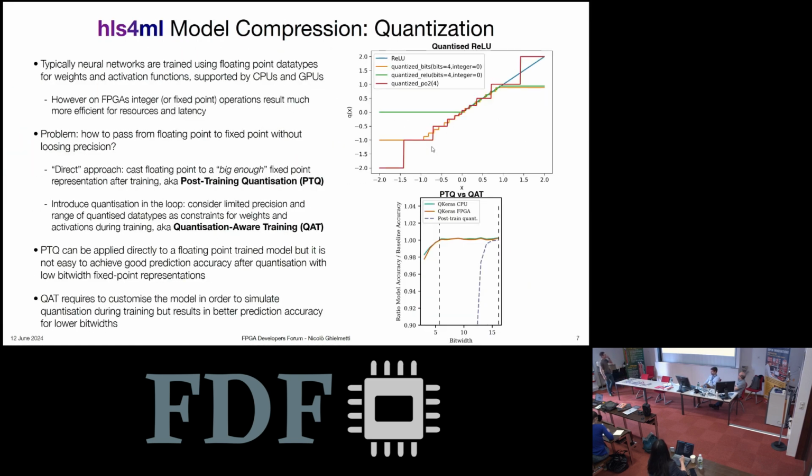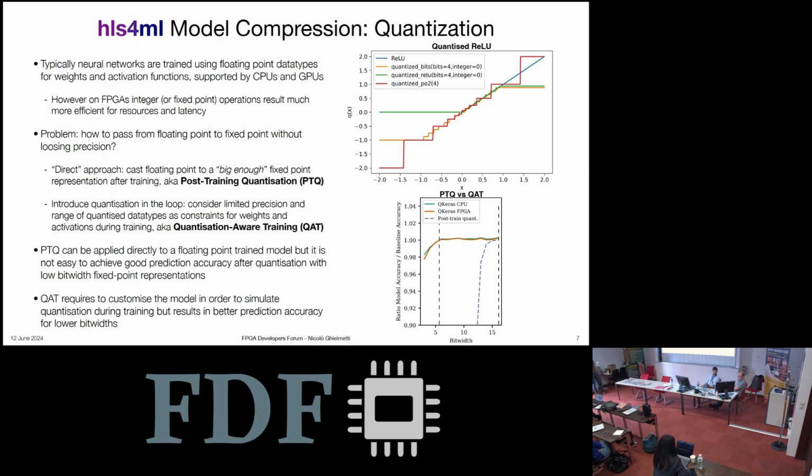Okay, so just to focus a bit more on quantization. Quantization is basically a compression technique that aims to pass from a powerful representation to a more compact one. Computation accuracy is a bit problematic for neural networks. That's why they are trained with floating point data types. However, on FPGAs, it has been shown that fixed point data types are more efficient for resources and latency. HLS4ML supports two kinds of quantization.